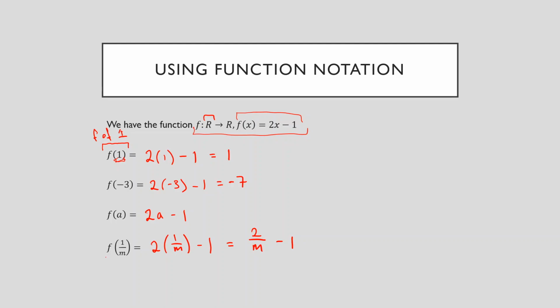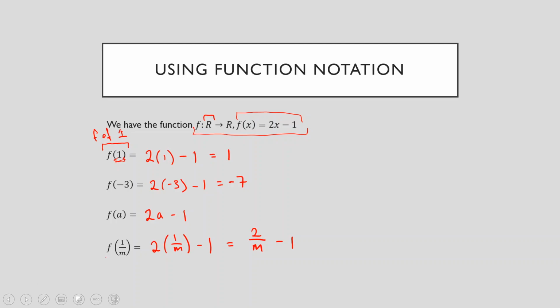So that's how we use the function notation. That's pretty much all we use it for. You just replace the x in the brackets with a number or a letter or an expression of some kind, and you evaluate the function at that x value. Sometimes you'll be getting a number as an answer, sometimes you'll be getting an expression as an answer, depending on what you put inside.